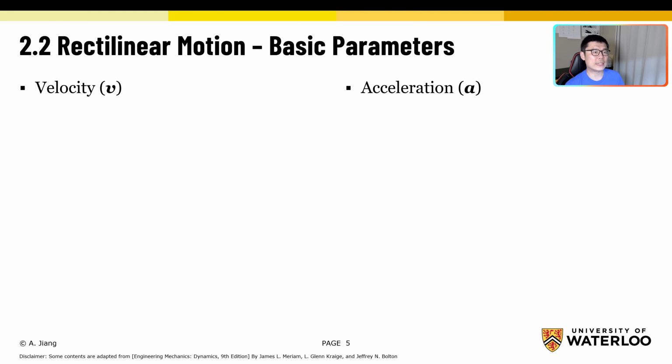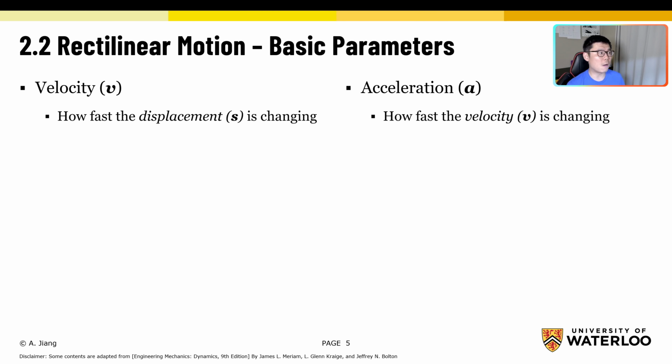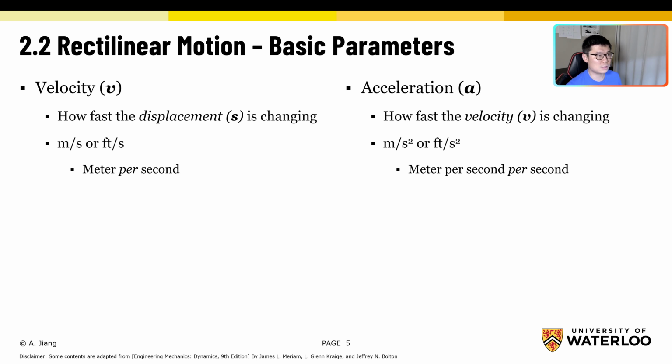Let's look at the velocity and acceleration together. Velocity is measuring how fast the displacement s is changing, and the acceleration is measuring how fast the velocity v is changing. They have different units, of course. Velocity in meter per second or feet per second, acceleration in meter per second square or feet per second square.